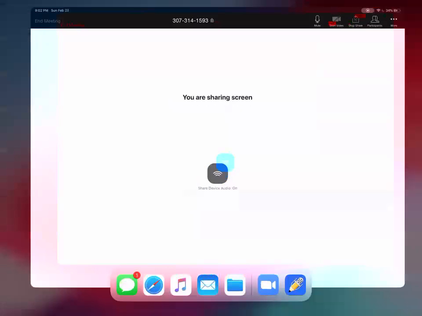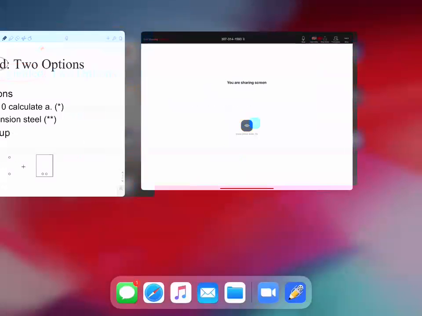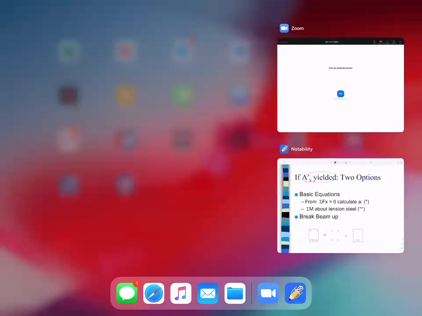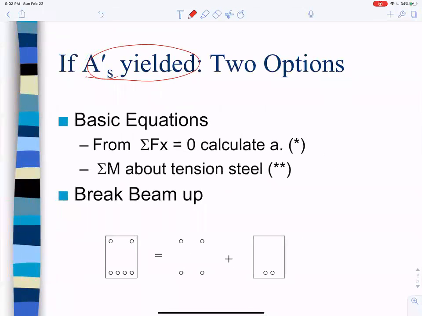Okay, so I'm now going to show you how to calculate Mn with compression steel. And remember, there's two cases: AS yielded, and the other case is AS prime not yielded. And within AS prime yielded, the compression steel yielded, you have two options.